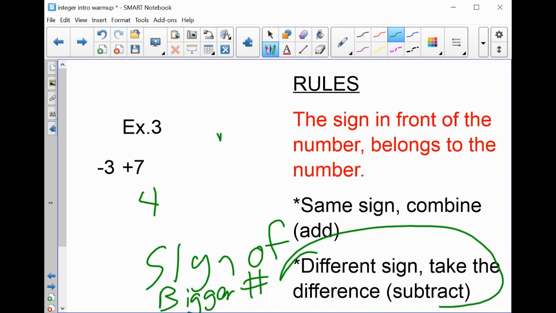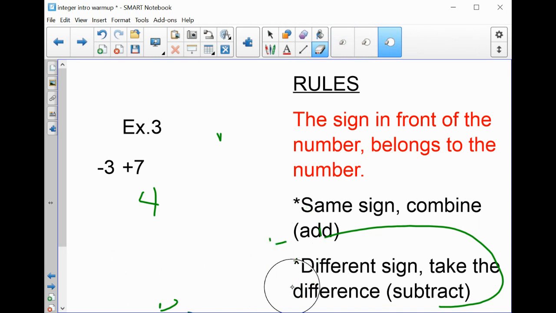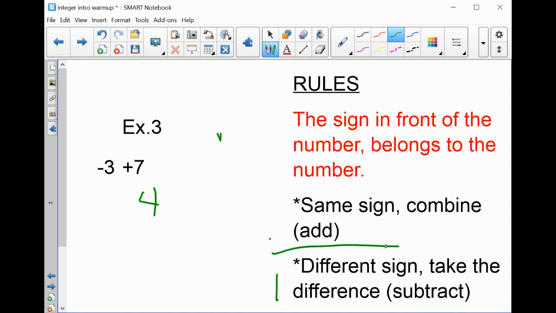Anyway, so we wanted to add this onto our notes. I don't know how I forgot to put that in there in the first place. Keep the sign of the bigger number, okay? Let's erase that. Keep the sign of the bigger number. Here we are. All right, so we're different sign, take the difference, okay?